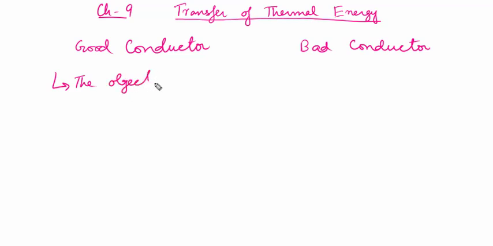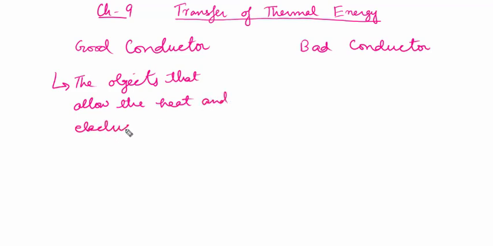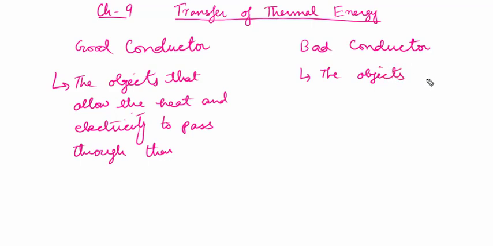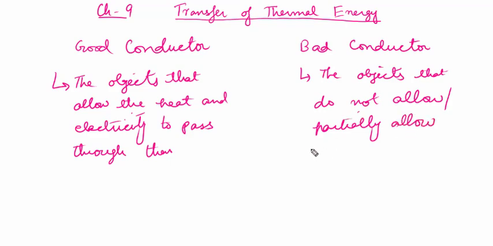The objects that allow the heat and electricity to pass through them, they are the good conductors. And bad conductors are the objects that do not allow, or we can say they partially allow, the heat and electricity to pass through them.